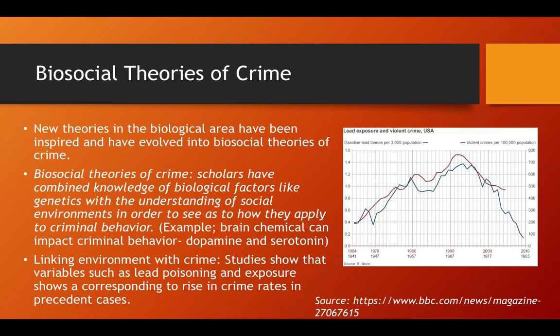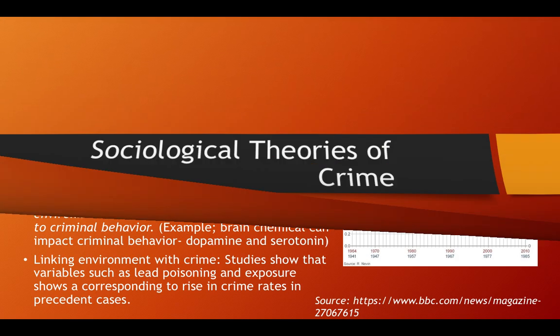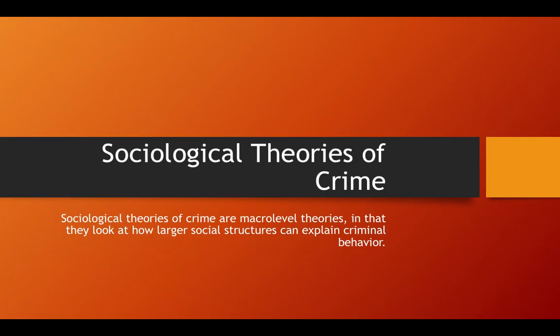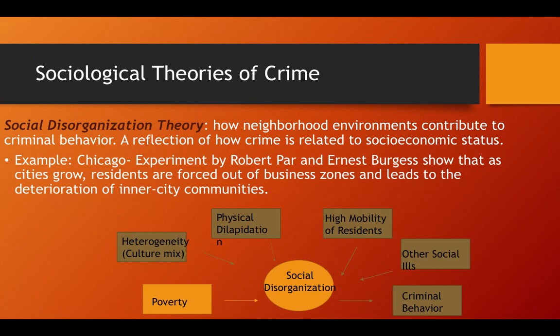So we're going to now discuss sociological theories. And these theories are macro-level theories. Remember, in the first part of this presentation, we made the difference between the micro and the macro levels, micro and macro theories of criminology. And again, these macro-level theories look at the larger social structures that can explain criminal behavior, like the environment, society, the neighborhood, etc.